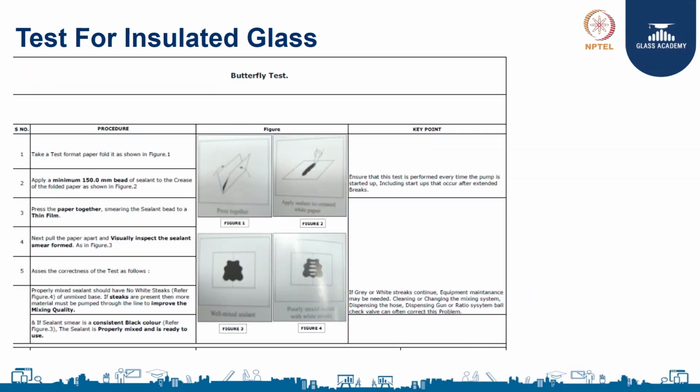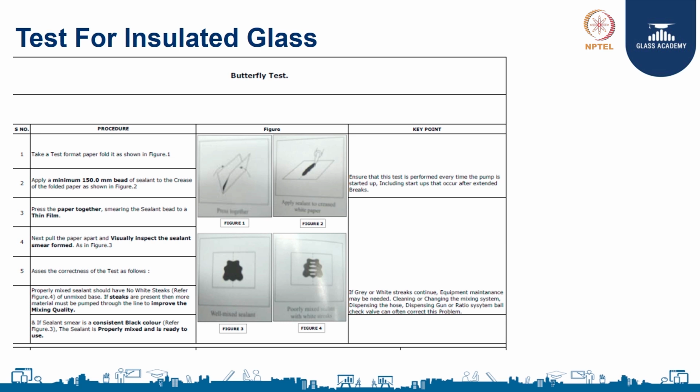The next test we call the butterfly test. Normally it is to check the homogeneity in a mixing of silicone. So, you have to put silicone on a paper, then fold the paper and immediately open the paper again.